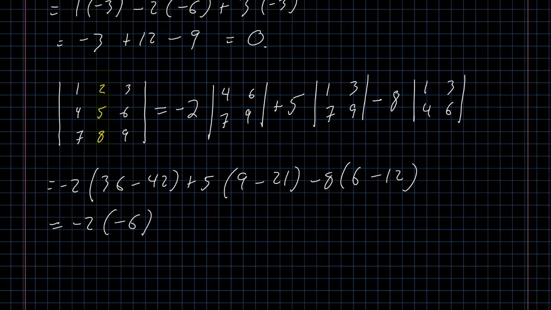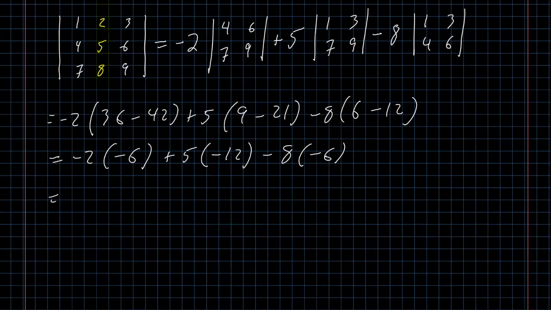So we've got -2 times -6 plus 5 times -12 minus 8 times -6. So that's going to be 12 minus 60 plus 48. And yes, we get the same 0 that we got in the last example.